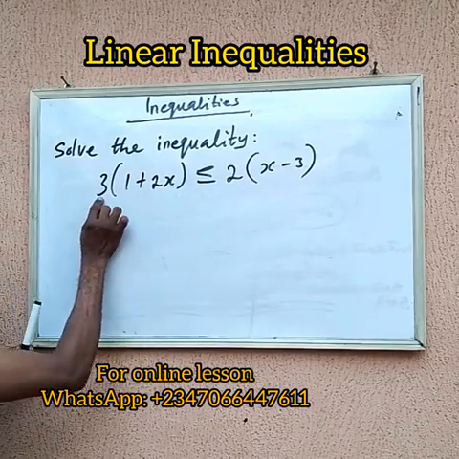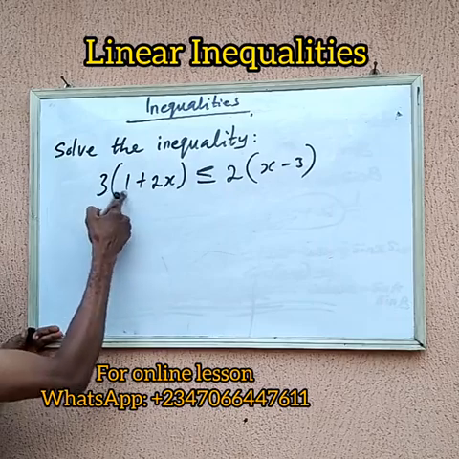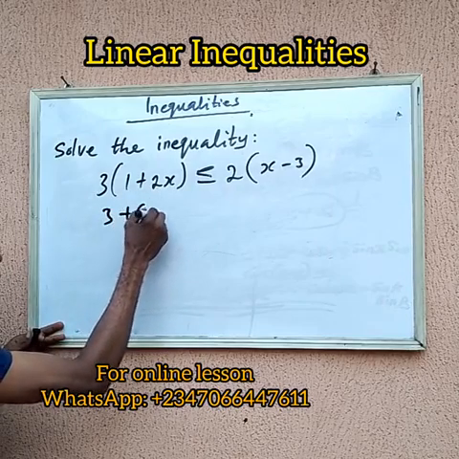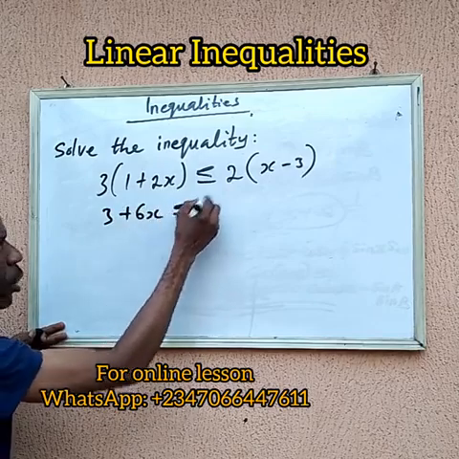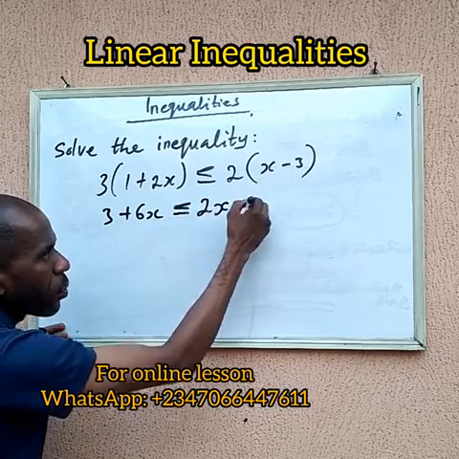Opening the bracket, we are going to distribute this 3 to everything in the bracket. So here, you have 3. 3 multiply 1 is 3. 3 multiply 2x gives us plus 6x. Now, less than or equal to 2 multiplies x gives us 2x. The 2 multiply this gives us minus 6.